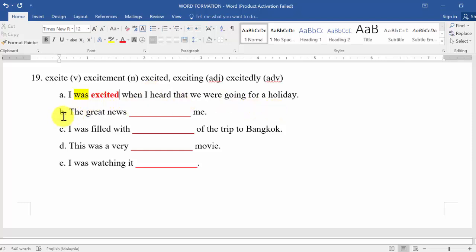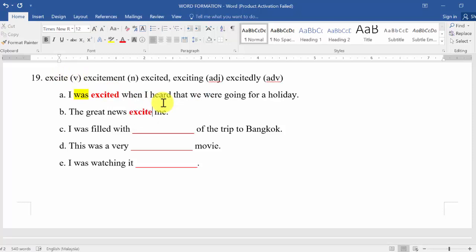Next one. The great news, what me? Remember what I told you before? A sentence should be formed with at least one noun and one verb. So you see, the great news, what me? Here, in this sentence, you do not have any verb. So it means that this blank should be a verb. You have one verb, excite. Here you see, the great news, excite me.